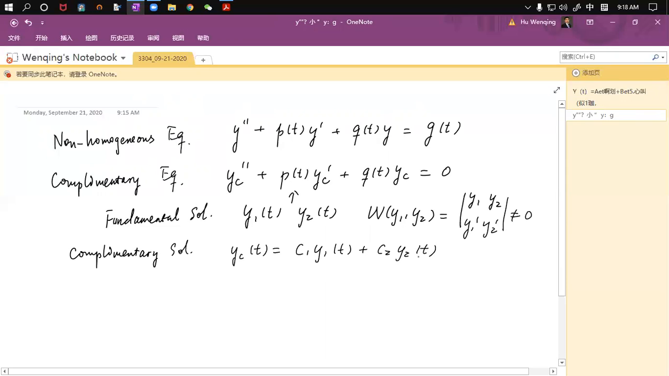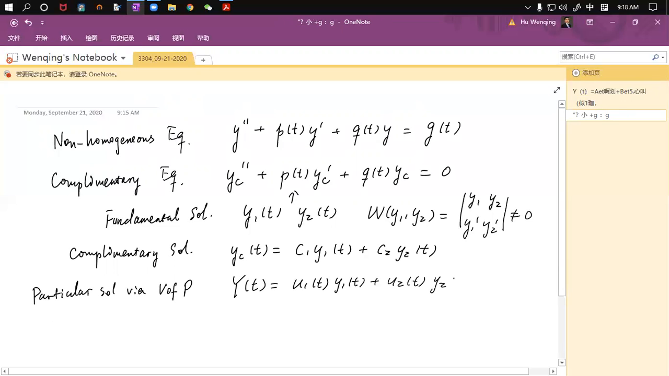And then by variation of parameters, the particular solution, which I will write as Y of t, is u1 of t y1 of t plus u2 of t y2 of t. So that's you varying those constants into functions. Now the point here is how do you calculate u1 and u2? That's the problem, right?